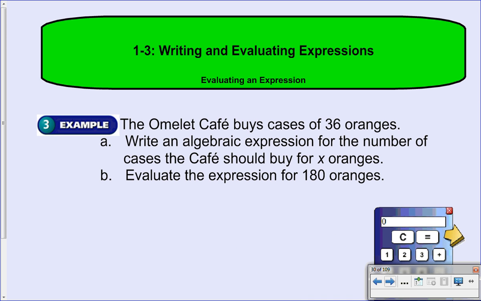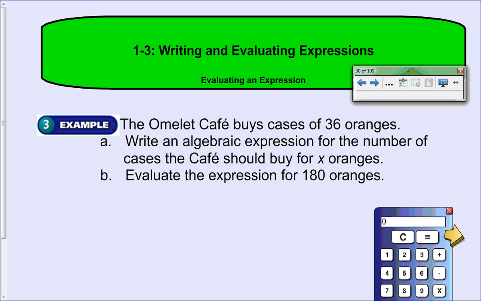All right. Oh, and then we get a word problem. Number 3: the Omelet Cafe buys cases of 36 oranges. So within every case, you'll find 36 oranges. A, write an algebraic expression for the number of cases the cafe should buy for X oranges. All right, go ahead and solve that now. Why don't you pause the video? Try to do A or B, and then go from there.